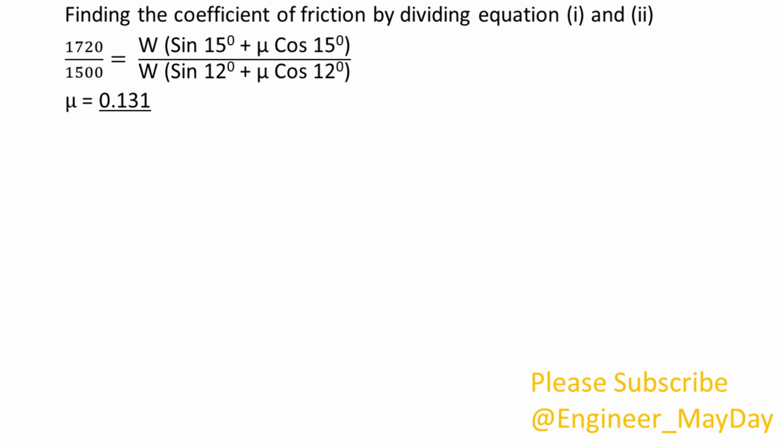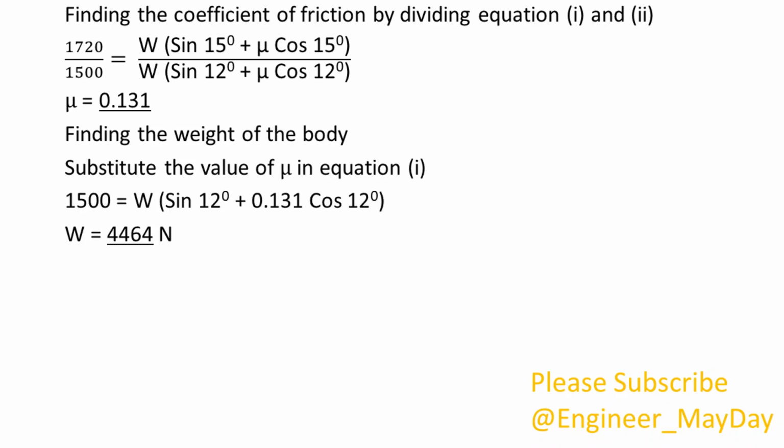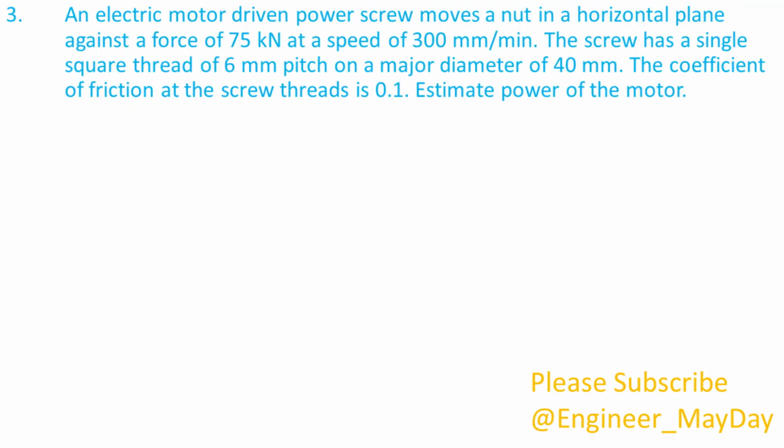Finding the coefficient of friction by dividing equation 1 and 2, mu equals 0.131. Finding the weight of the body, W equals 4,464 newtons.